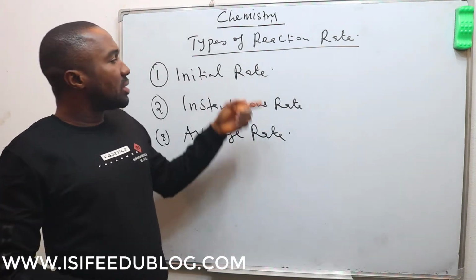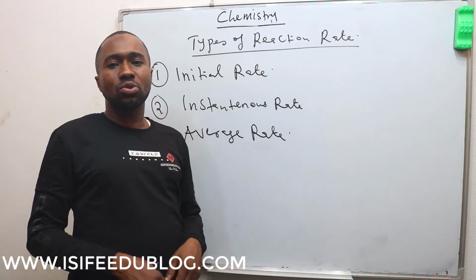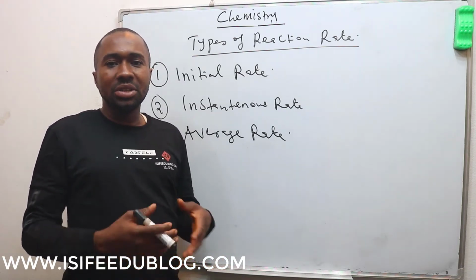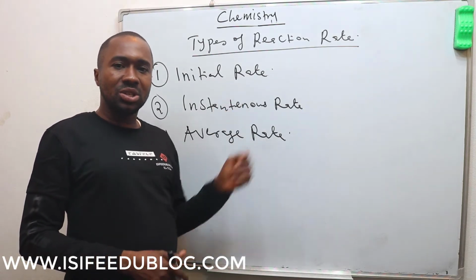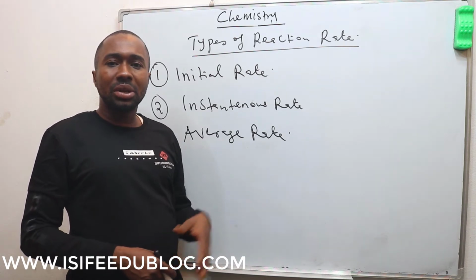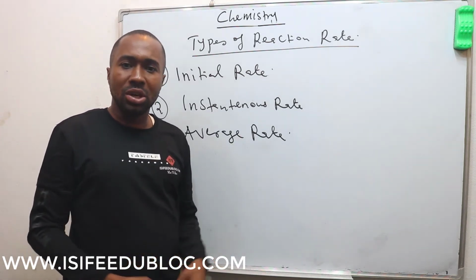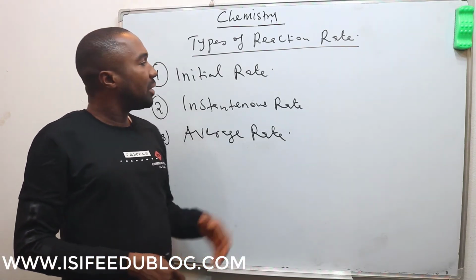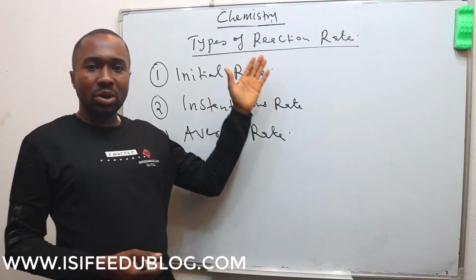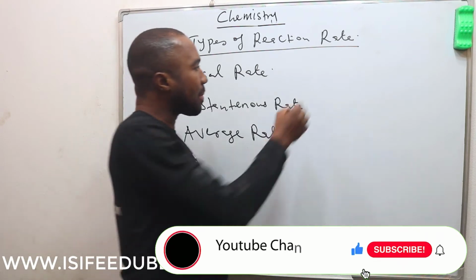The initial rate simply means the rate of reaction measured at the point the reactants are mixed together, at the onset of the reaction. When the reaction is starting, the rate you have measured at that point is the initial rate, which means the change in concentration you have determined over the time taken for the reaction. At that point, you mix the reactants together. That is the initial rate. It can be gotten from the graph when you plot a graph of concentration against time.